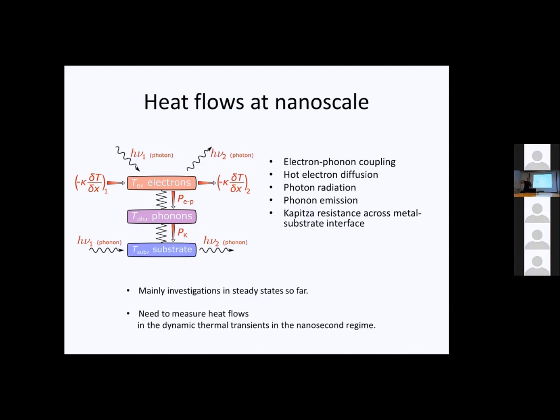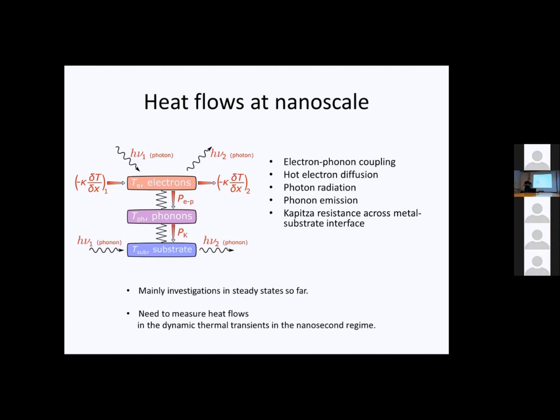Due to this, you obtain some distribution of temperature of the structure. But this is the steady state temperature everywhere. And then by application of some thermal model, we are able to extract dynamical parameters. But this is not the same as direct measurement of relaxation time.